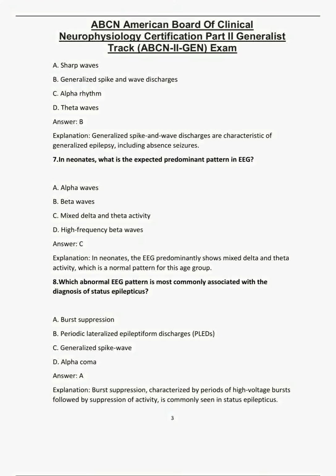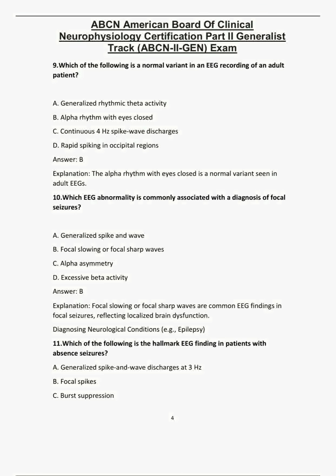8. Which abnormal EEG pattern is most commonly associated with the diagnosis of status epilepticus? A. Burst suppression. B. Periodic lateralized epileptiform discharges, PLEDs. C. Generalized spike wave. D. Alpha coma. Answer A. Explanation: burst suppression, characterized by periods of high-voltage bursts followed by suppression of activity, is commonly seen in status epilepticus.